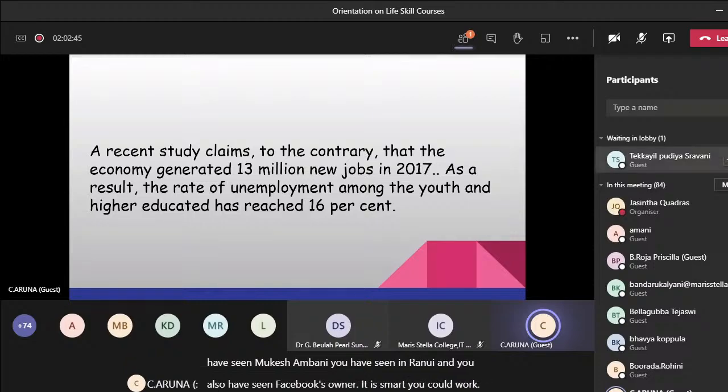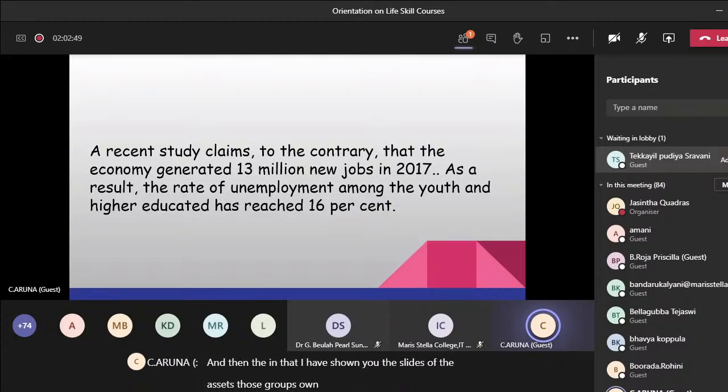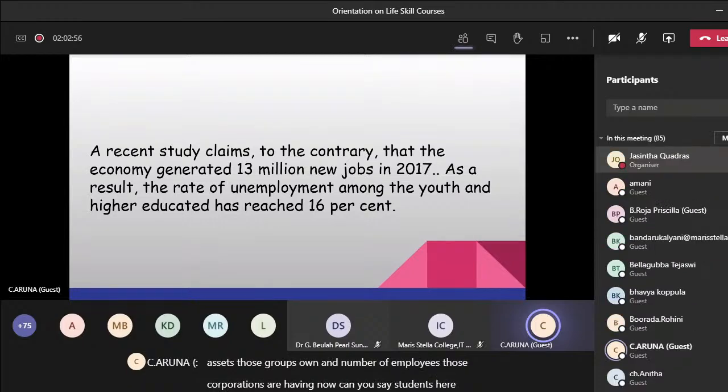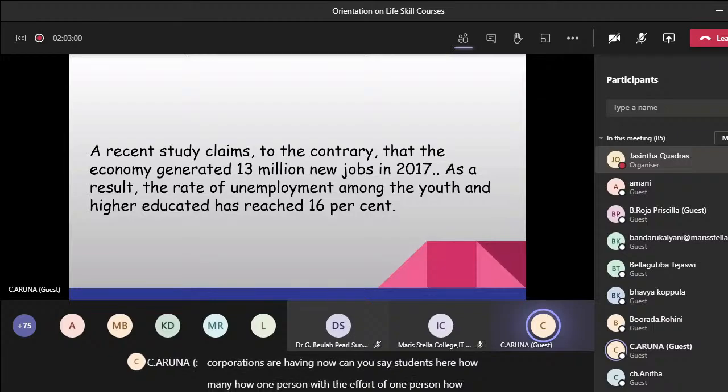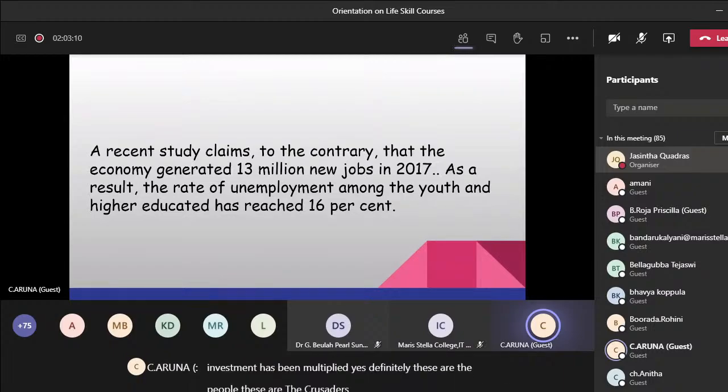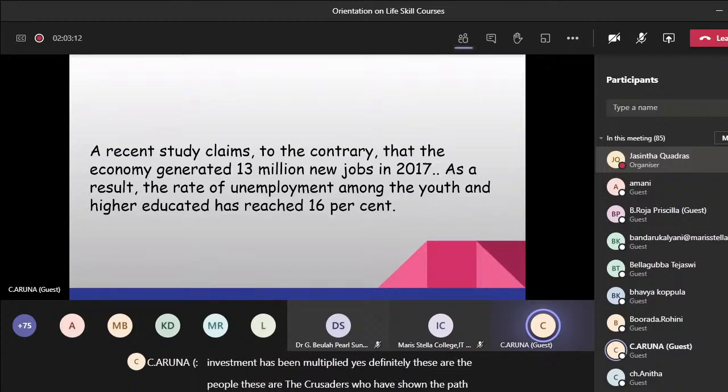And then in that, I have shown you the slides of the assets those groups own and the number of employees those corporations are having. Now, can you say, students, here, how one person, with the effort of one person, how many number of employments have been generated? Or how much of assets have been created? How much of investment has been multiplied? Yes, definitely. These are the people, these are the crusaders who have shown the path, who have shown the light.